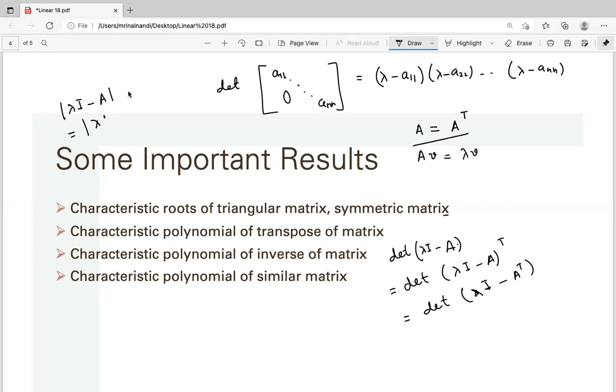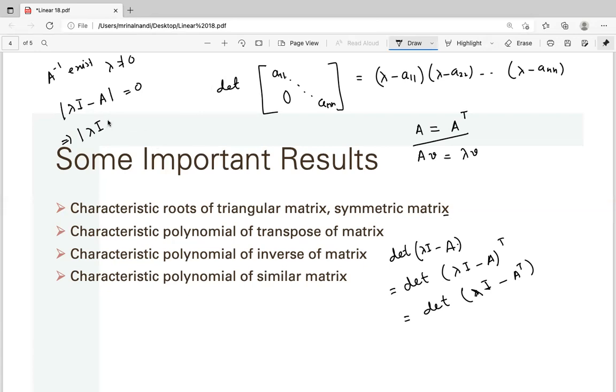Now why are these roots the same? For A transpose, the polynomial itself is equal. Here it is not the polynomial that is equal; it is the roots that are equal. If A inverse exists, then lambda must not equal 0. If lambda equals 0, then A inverse cannot exist, because the product of all the eigenvalues is the determinant.